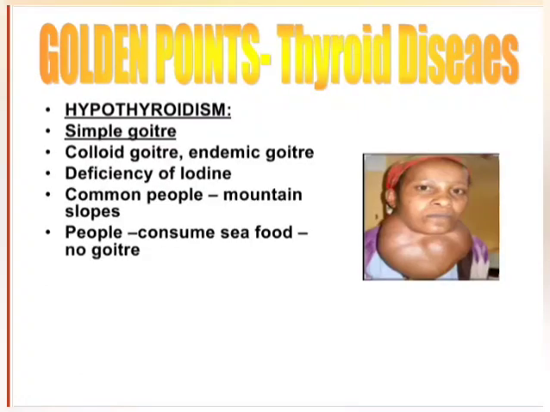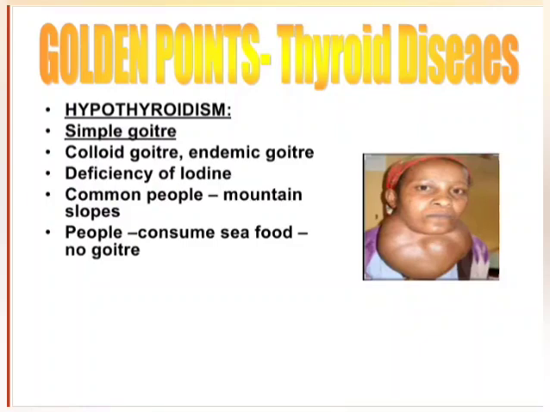Simple goiter in golden segment point. Look at the picture. The woman has a swollen neck. The swelling of the neck is due to enlargement of the thyroid gland. That is due to the deficiency of iodine. Because of the lack of iodine, the thyroid gland is unable to synthesize the hormone thyroxine even though it works harder. Due to hard work, the thyroid gland expands. So the neck region increases enormously, swelled enormously.